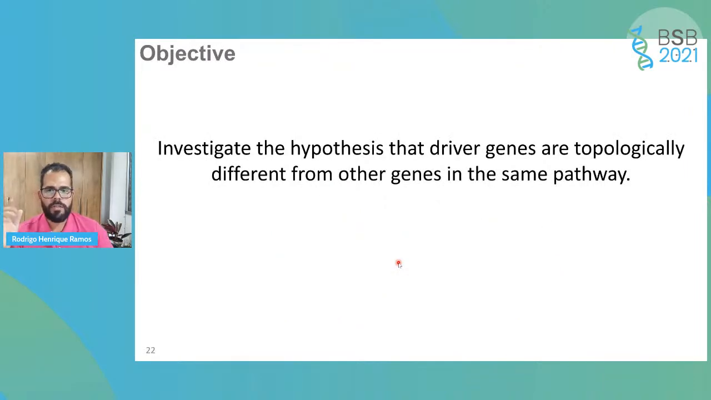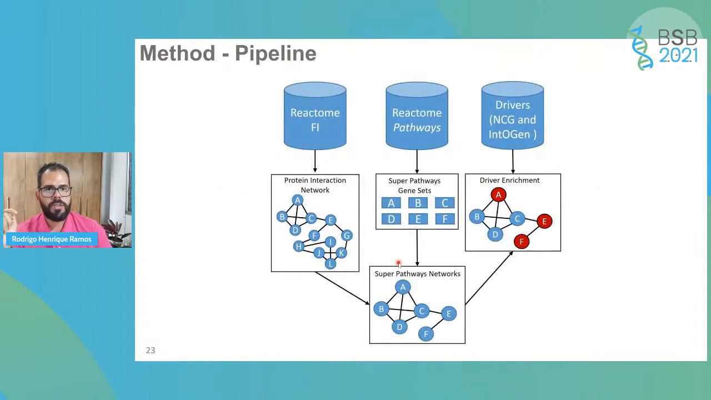of this work is to investigate the hypothesis that driver genes are topologically different from other genes in the same pathway. To achieve the objective, we join data from three different databases. We already talked about the drivers database and the Reactome pathway, but we also use the Reactome functional interaction network. It's not a pathway network, it's a network that tries to model the interactome of a cell.